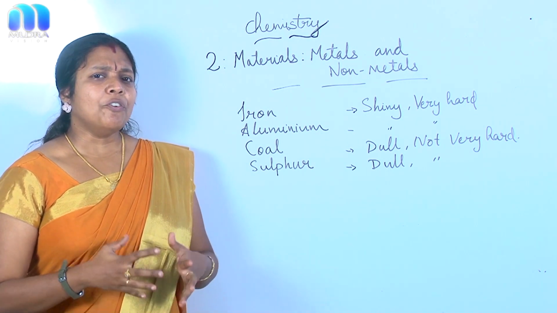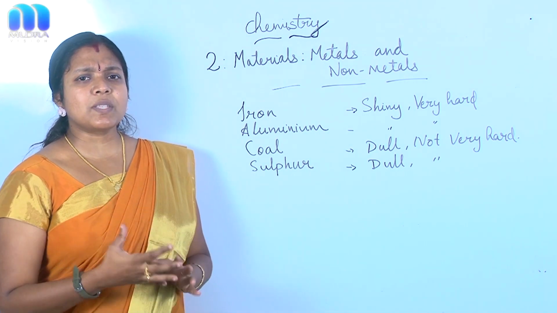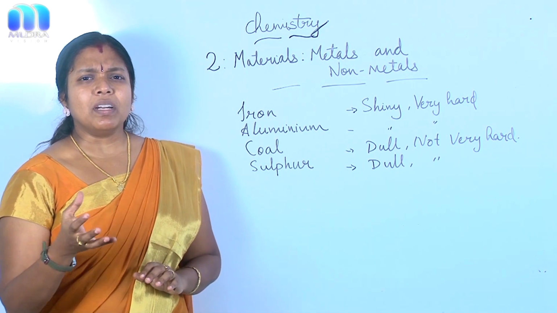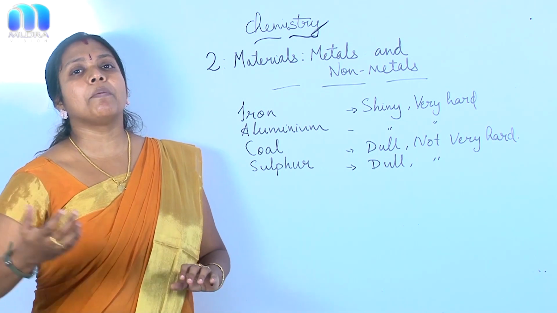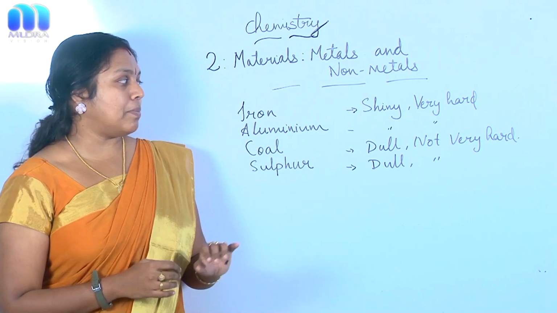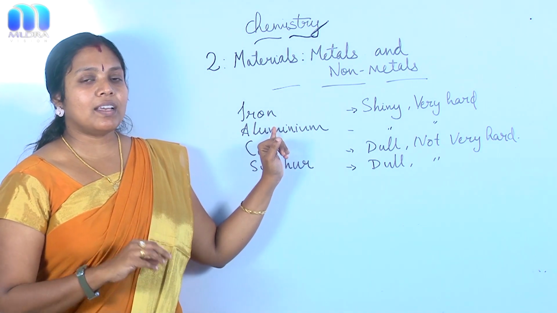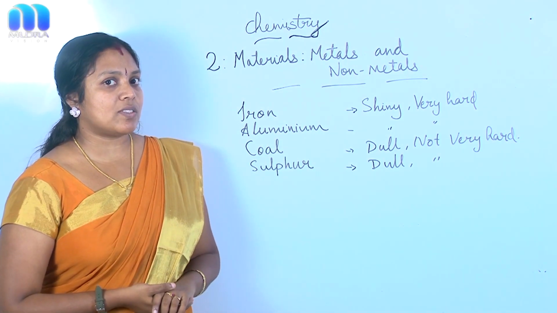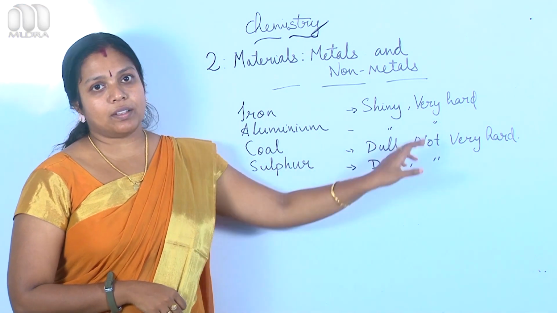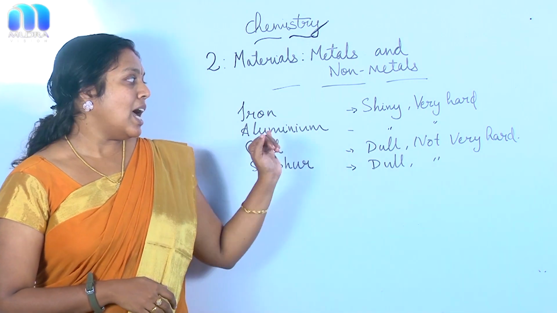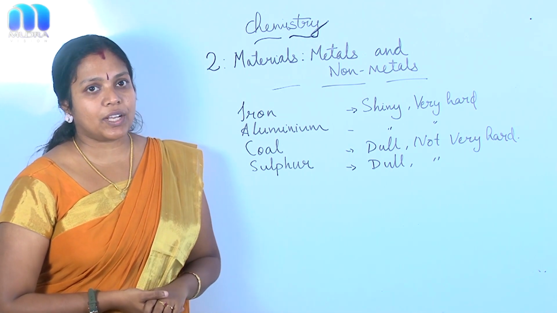But when we take this aluminum, iron, like these materials, we feel some difference when compared to another material. For example, when we took iron, we know that it has a shining appearance, right? And when we touch it, we feel it's very hard, like that. Aluminum also has a shiny appearance and it is very hard in nature.